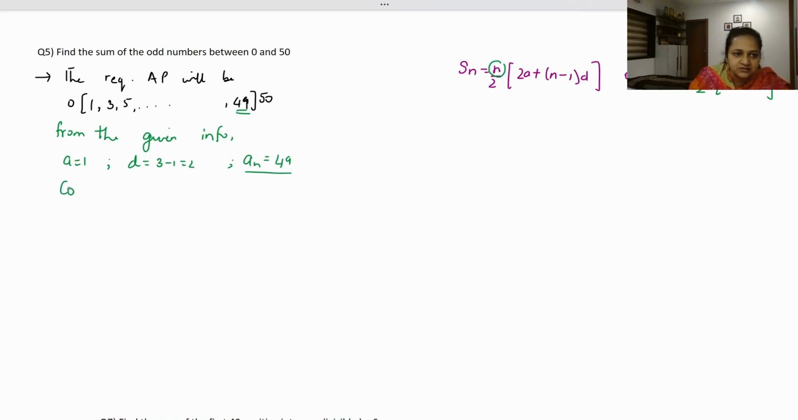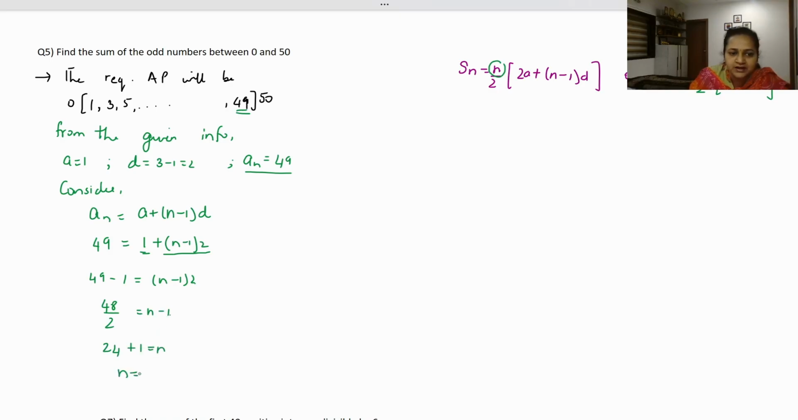So we'll write here, consider an. What is the formula for an? a plus (n minus 1) times d. 49 is equal to 1 plus (n minus 1) times 2. Now these are two terms, children. Very simple thing, but sometimes we goof up. Plus 1 will come here and become minus 1. (n minus 1) times 2 equals 48. Multiplication will come down as division. n minus 1 is 24. Subtraction will come here, become addition. So we know there are 25 terms.